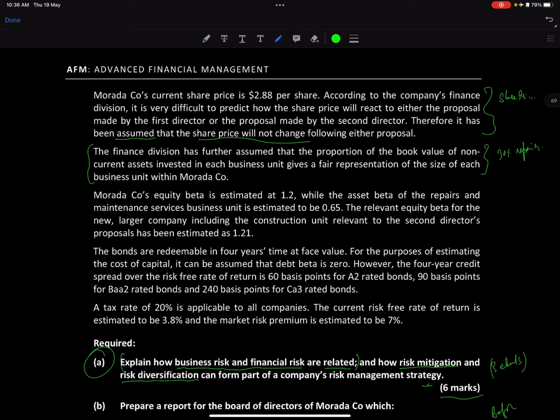So Morada's equity beta is given. Why have we been given this? To help us calculate basically the asset beta, and just to calculate CAPM as well, right? It is estimated at this much currently, while the asset beta of the repair business is estimated to be this much. The relevant equity beta for the larger business, including the construction unit, relevant to the second director's proposal, is estimated to be 1.21. Okay, that's for the second director's proposal, after implementation.